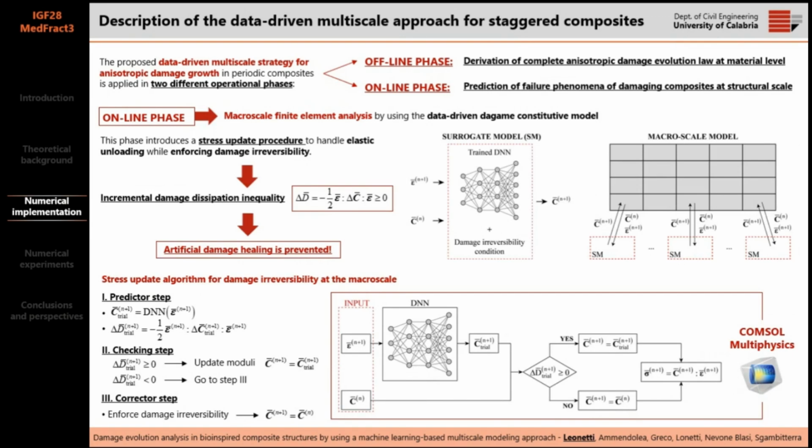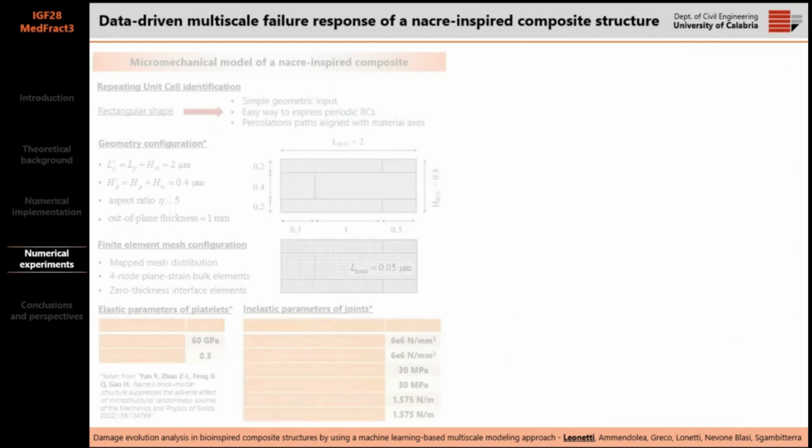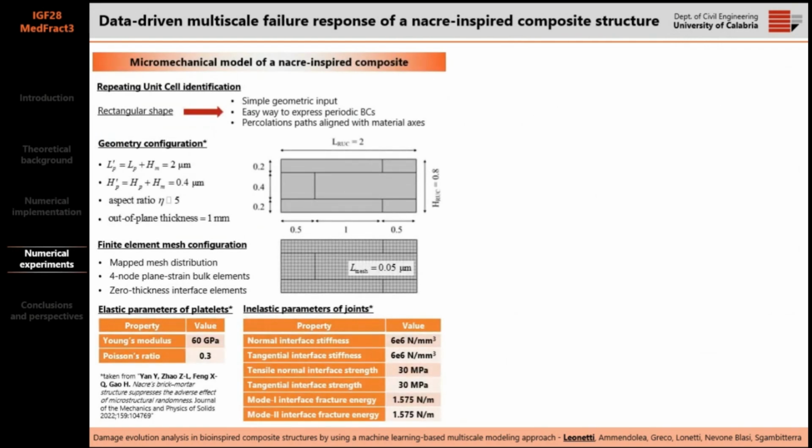The stress update algorithm consists of a predictor step in which the trial moduli tensor is predicted directly by the deep neural network. And then in the subsequent corrector step, we correct the moduli to enforce the incremental damage dissipation inequality only if this relation is violated at each step. So let's move to the numerical experiments performed to validate this approach.